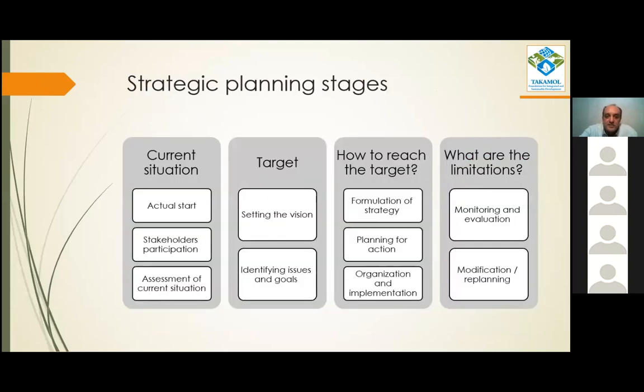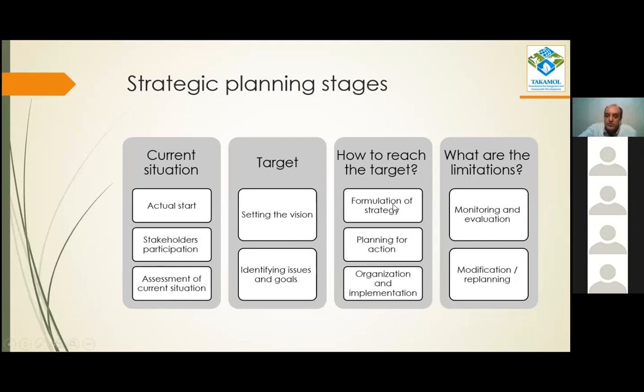So the stages of strategic planning are four stages. First, the current situation, and then defining the target, and then how to reach the target, and what are the limitations. The current situation includes the actual start, the stakeholder participation and the assessment of the current situation. Then the target: we set the vision and identify the issues and goals.